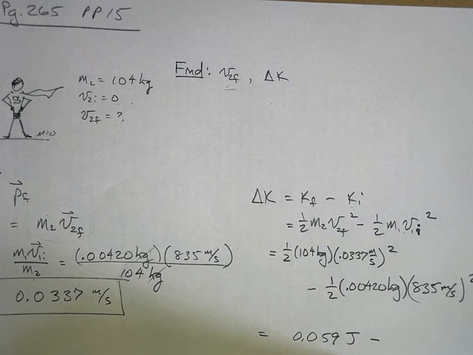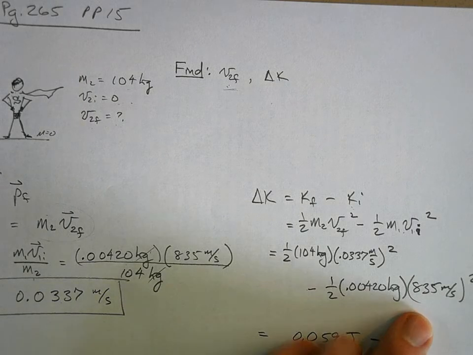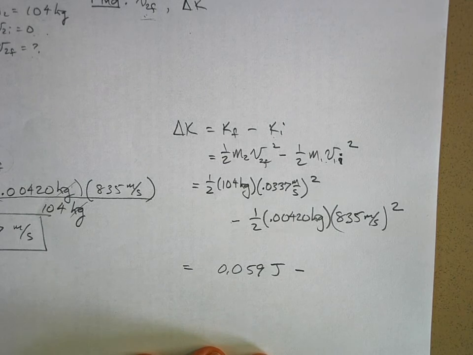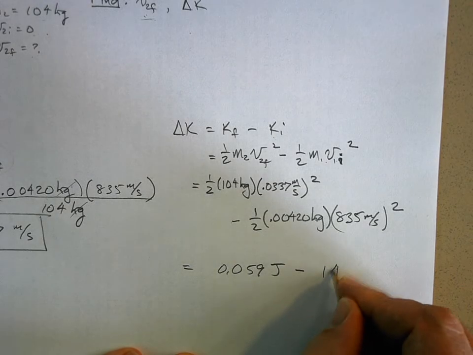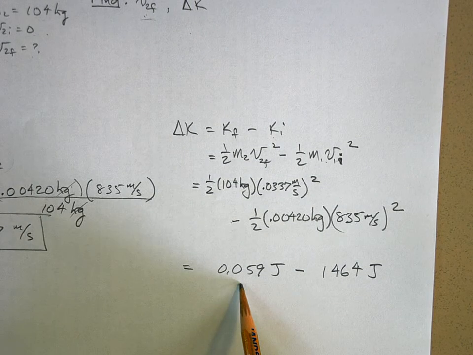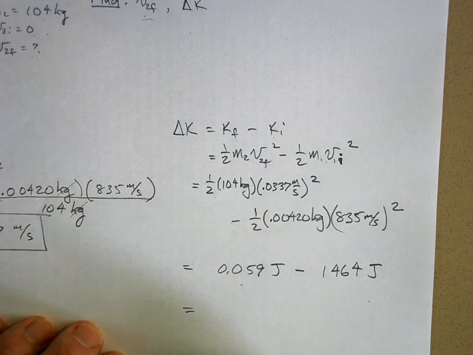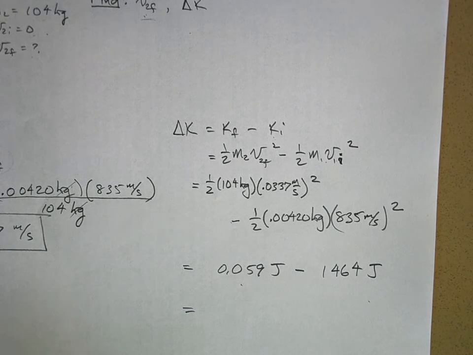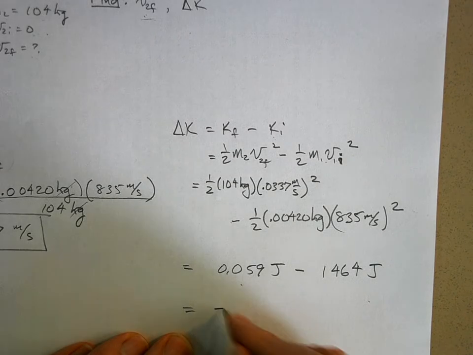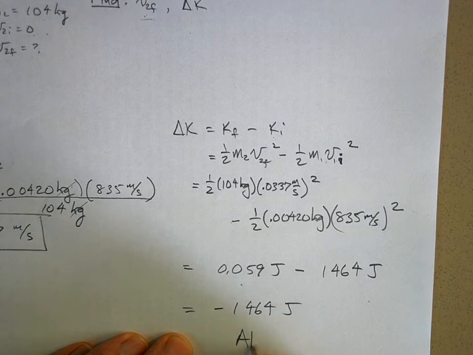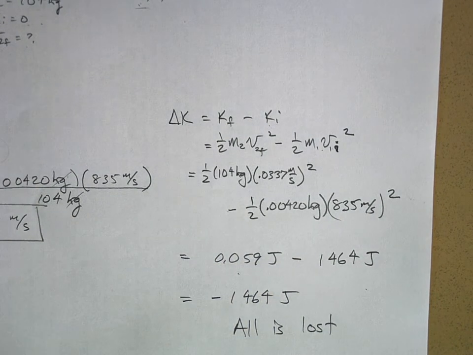Minus the initial kinetic energy, 0.5 times 0.0042 times 835. Oops, let me move this so you can see it. 835 squared equals, oh my goodness, 1,464 joules. Well, this minus this is lost. This is insignificant compared to the significant figures here. So you can essentially say it lost all its kinetic energy. Where did it go? Heated up Superman, heated up the bullet. It all became thermal energy into the environment. So negative 1,464 joules. All is lost. Well, almost all the kinetic energy was lost.